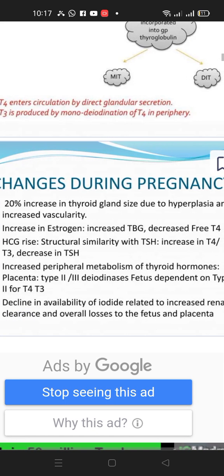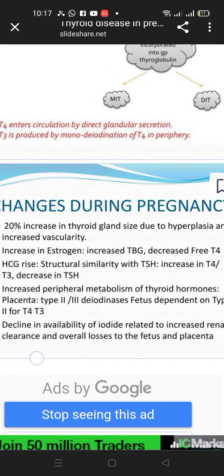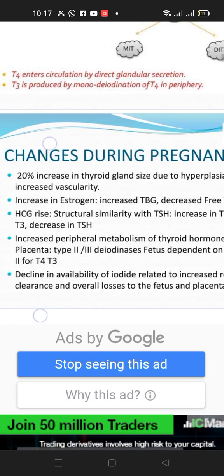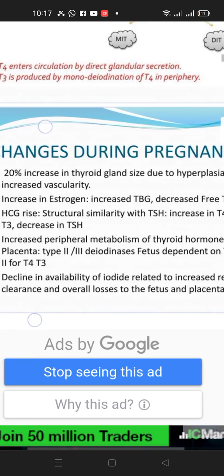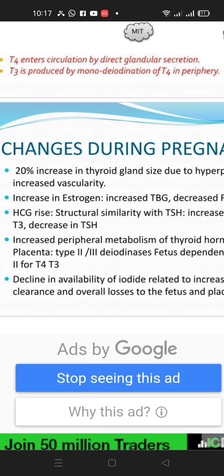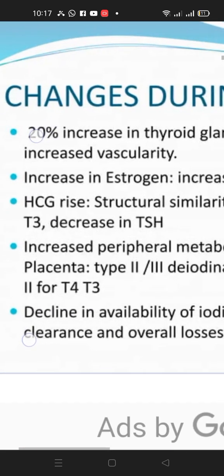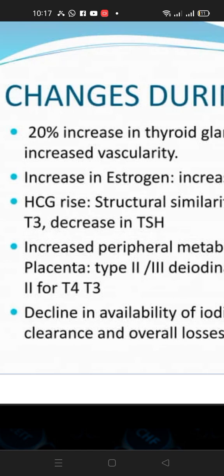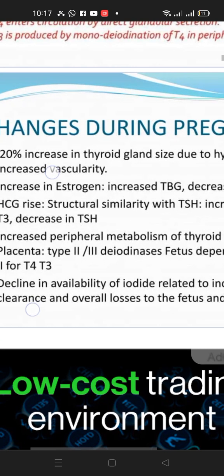Similarly, there is an increase in estrogen and also increased thyroxine binding globulin, and there is decreased free T4, and HCG level rises. Now what happens if there is a rise in the level of beta HCG? Then basically the alpha subunit of HCG has a thyrotropic activity, and it acts upon the thyroid gland, and ultimately it leads to an increased production of thyroxine.